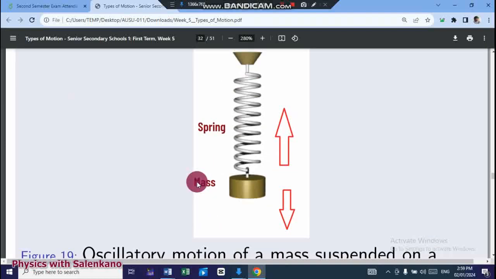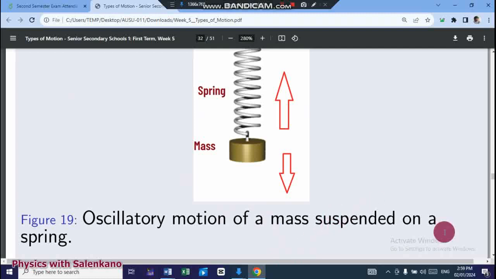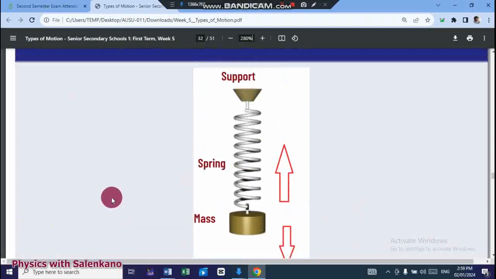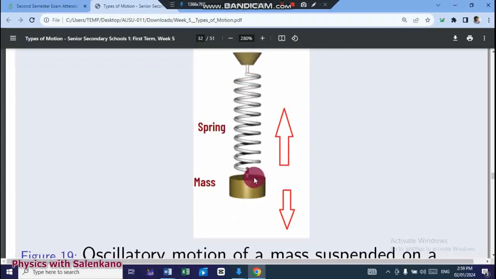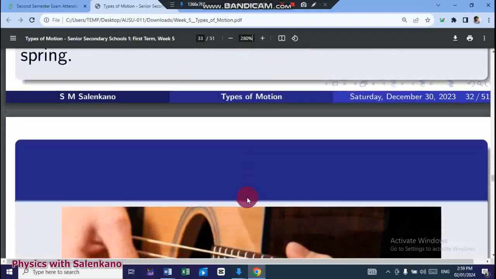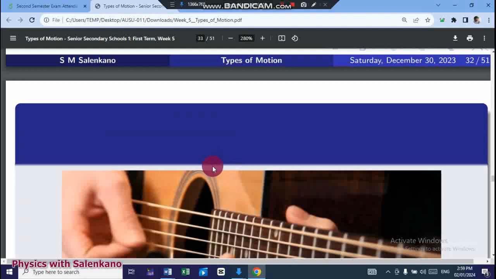Next, you have the mass spring system, oscillatory motion of a mass suspended on a spring. Here is the support holding the spring and the mass. You have the spring here and you have the mass here. Now, if you place your hand on the mass and press it downward and then release it, it goes up and down, up and down. This position before you press is the fixed position. Now, when you press it down and release it, it goes down, up, down, up, down, up about this fixed position, and this is why we call it oscillatory motion. This motion is also called vibratory motion.